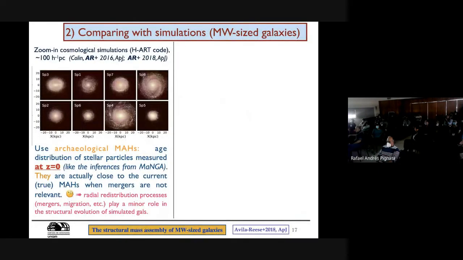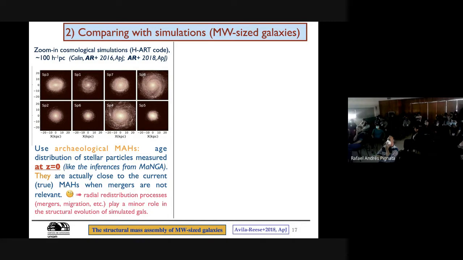So in other work, we try to compare these results with, for example, models with cosmological simulations. Only for the Milky Way-sized galaxies, we use zoom-in cosmological simulations with the hydrodynamic code, very high resolution, well-resolved galaxies. And in simulations, we measured the archaeological mass aggregation histories. That is, we did not use how the galaxies are assembled snapshot by snapshot, but just used the stellar particles at the last snapshot and inferred the distribution of their ages in order to have the mass aggregation history.